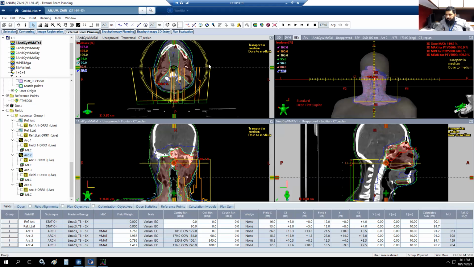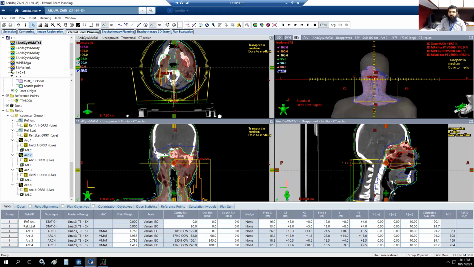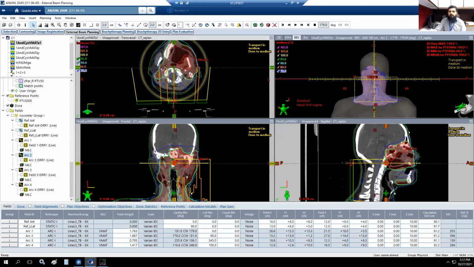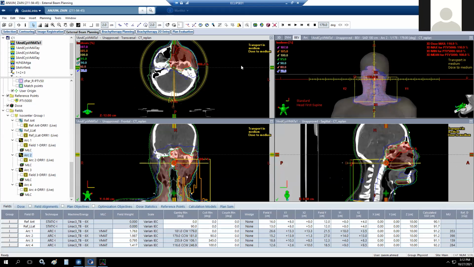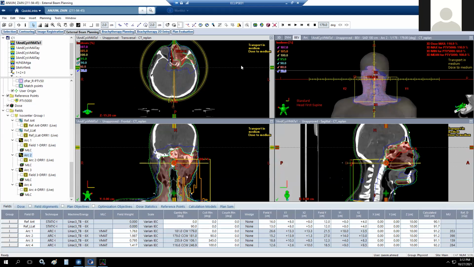Yes, so we have divided the PTV into two portions. For the upper portion, we have different arc arrangements, and for the lower portion, we have different arc arrangements. Then how are you arranging the arcs, having one isocenter with two different PTVs? There is an option of having the same PTV.